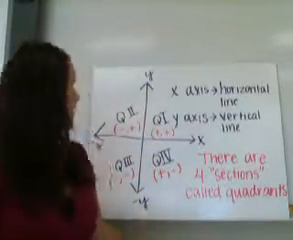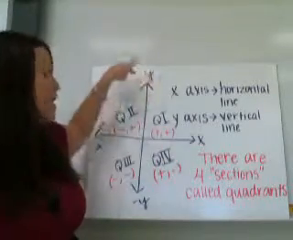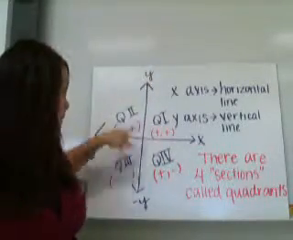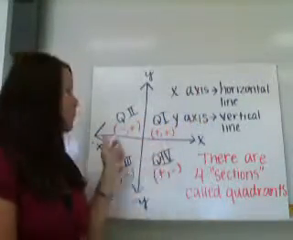So if you take a look, we have our x-axis, which goes from right to left, and we have our y-axis, which goes from top to bottom, up and down. The x-axis is the horizontal and the y-axis is vertical.